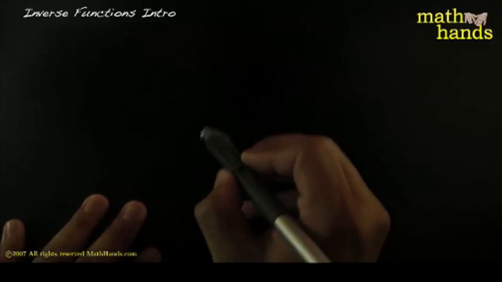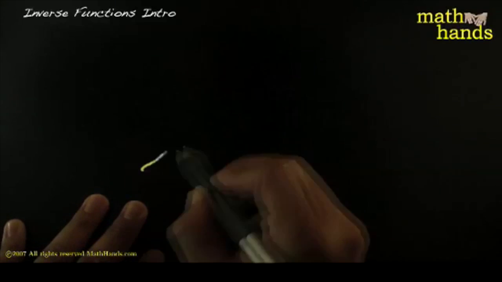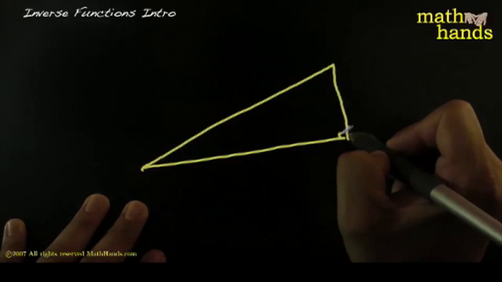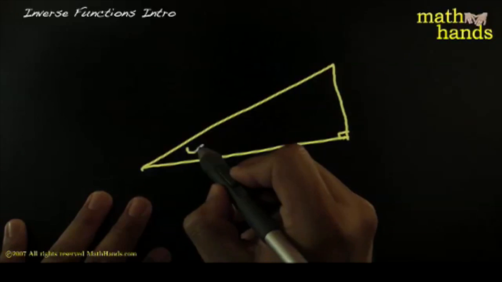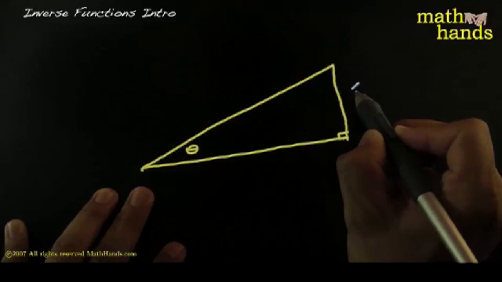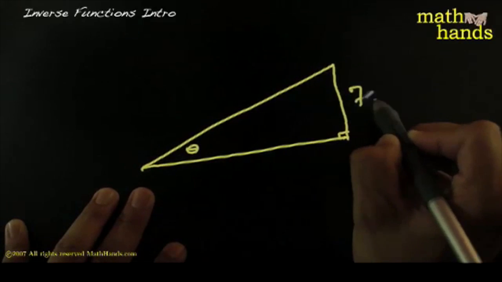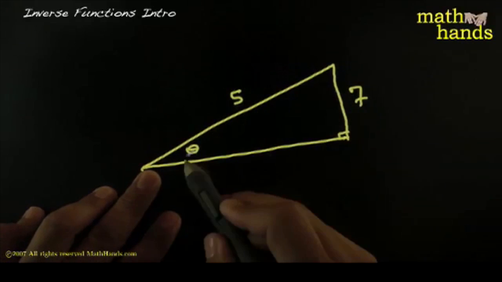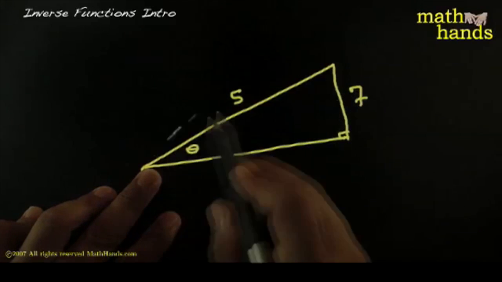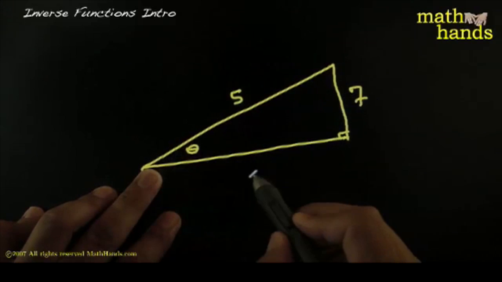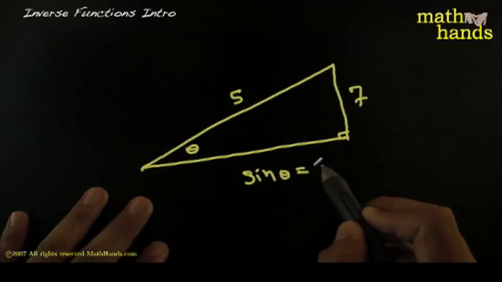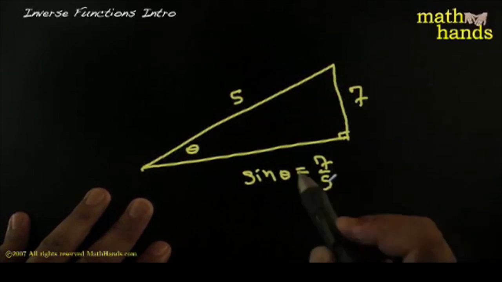What if you have, I'm going to freehand it here, what if you have theta here, and what if this side over here is 7 and this one is 5? Well, which sides are being given? The opposite and the hypotenuse. So sine is the one I want. Sine would be opposite over hypotenuse.